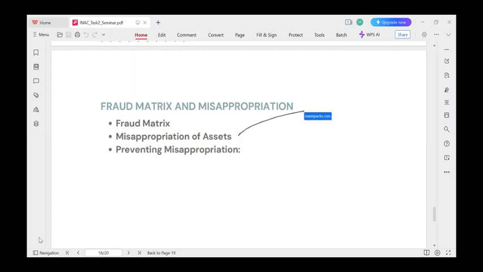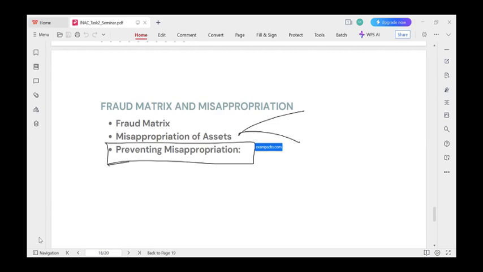So misappropriation of assets can be due to lack of supervision, or it can be due to lack of adequate inventory control. So these are two examples. Misappropriation of assets is when employees are using the assets owned by the company for their personal use. Okay. How can we prevent misappropriation?